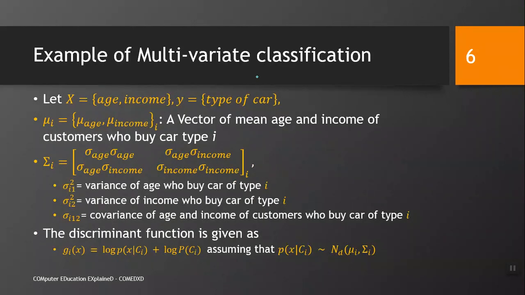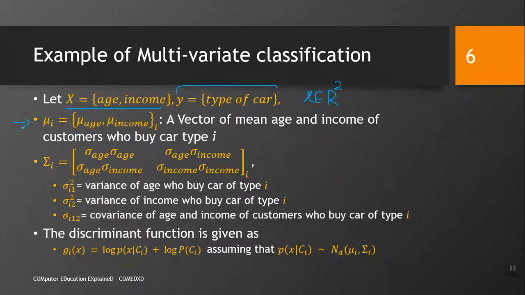Example of multivariate classification. Let's say we have a data set which consists of 2 features, one is age, other is income. So, X belongs to age and income. In this particular case, any instance of this data set could be represented as this R. Now, guess what should be here? D, that should be 2, because it is a 2-dimensional data, and Y is a type of car.